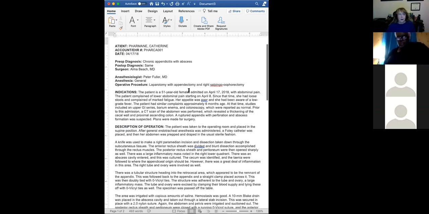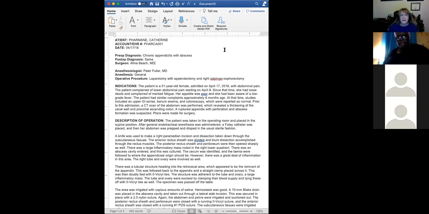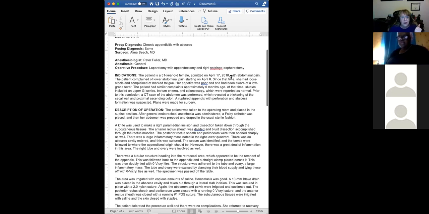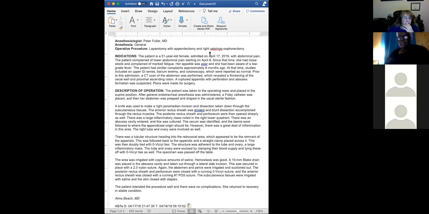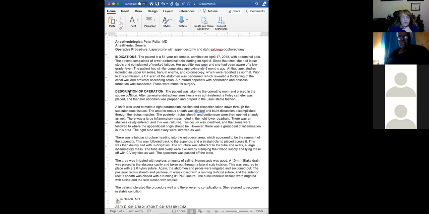All right. So we got chronic appendicitis with abscess. And the procedure is a laparotomy with appendectomy and right salpingo-oophorectomy. Okay, so appendectomy is what? Removal of the appendix. So, right. And salpingo-oophorectomy? Ovaries and fallopian tube. And the tube. Very good. Okay. So they left in her uterus, but they took out her ovaries and fallopian tube.